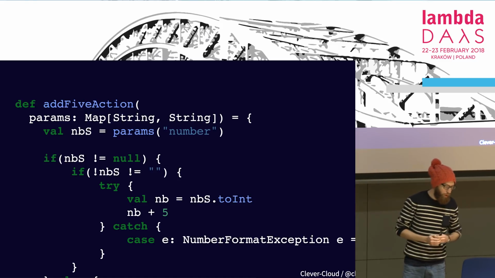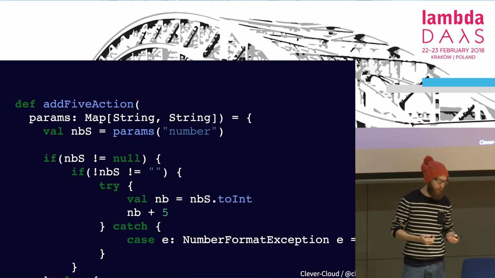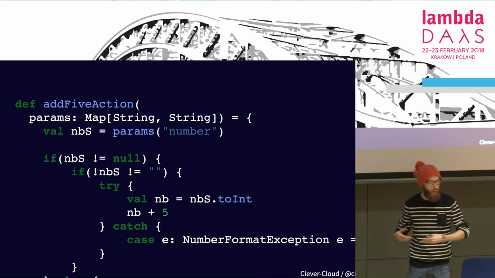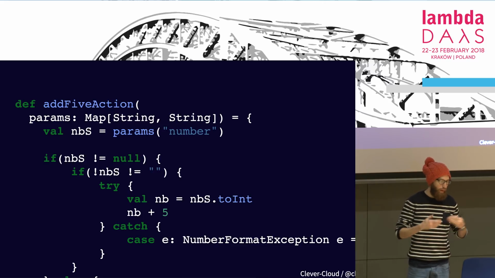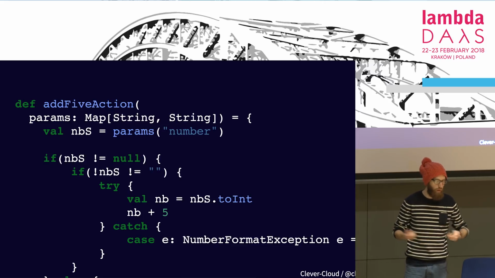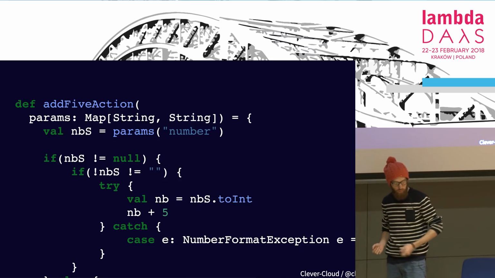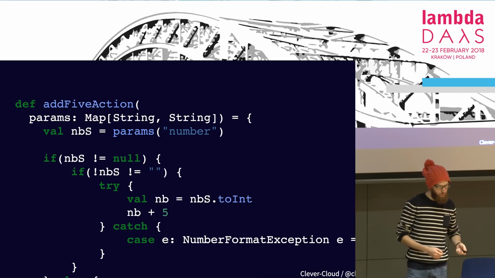So you get the parameter from the map. You check if it's there. And if it's a string, then you try to parse it with an int. And if it's not, then you handle the number parsing exception. Okay, so that was simple. Now I will try to make things a bit more complex.